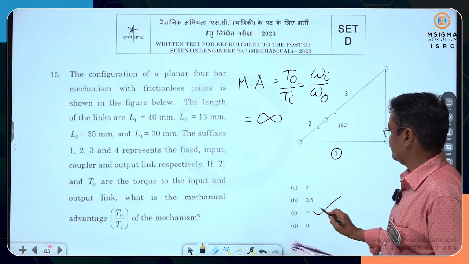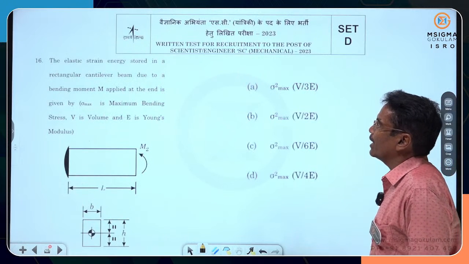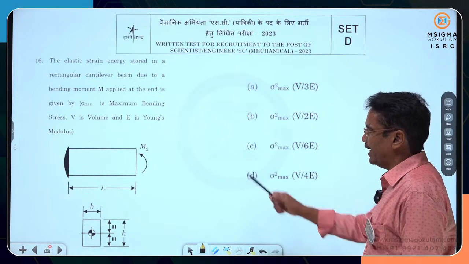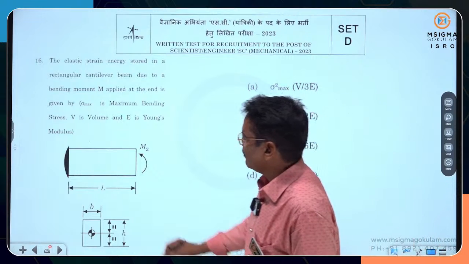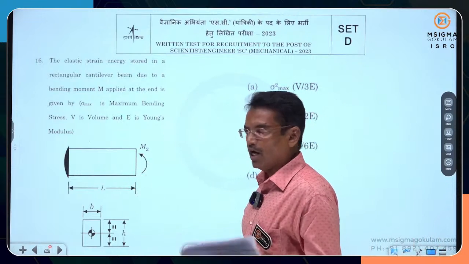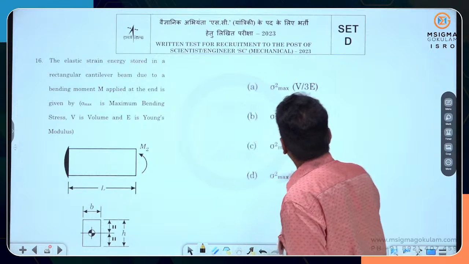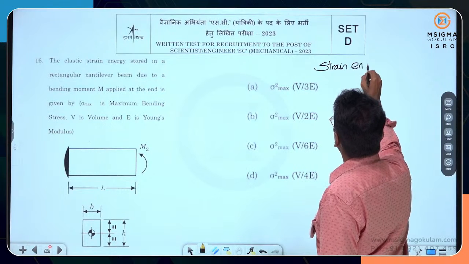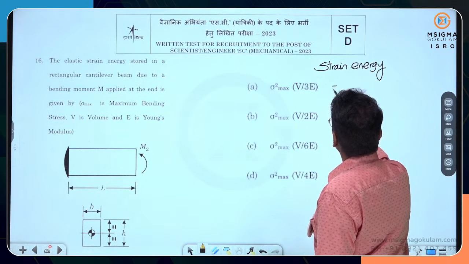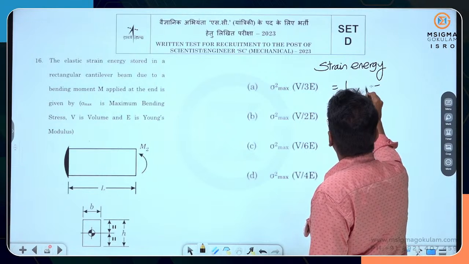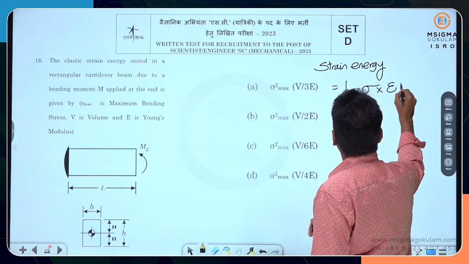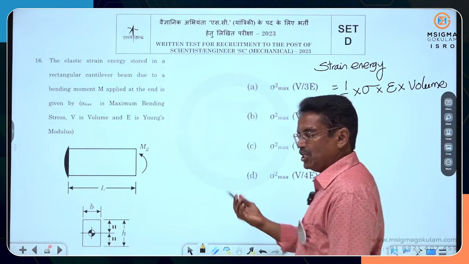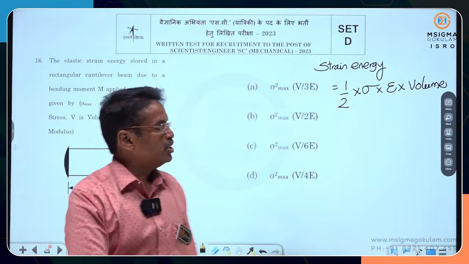Answer is C. The elastic strain energy stored in a rectangular cantilever beam due to a bending moment M applied at the end is given by? There is a cantilever beam, and a bending moment is applied. What is the elastic strain energy? Strain energy stored in an elastic member is given by half into stress into strain into volume. The strain energy stored per unit volume is called resilience.